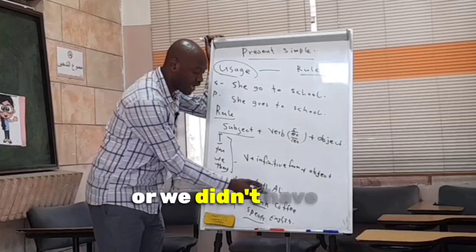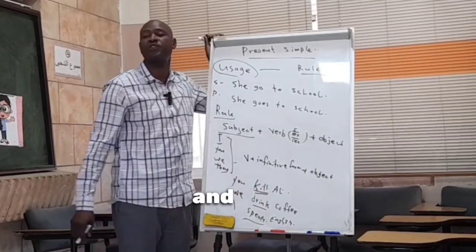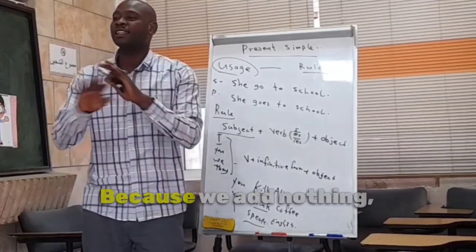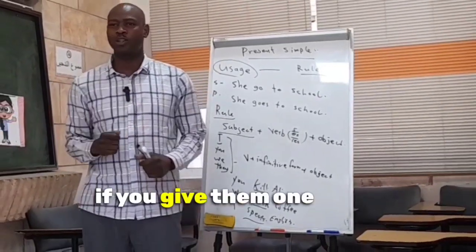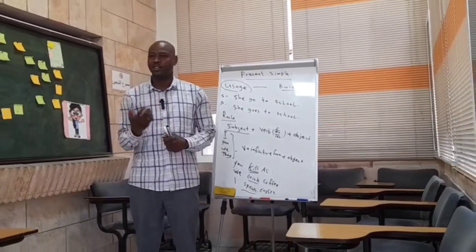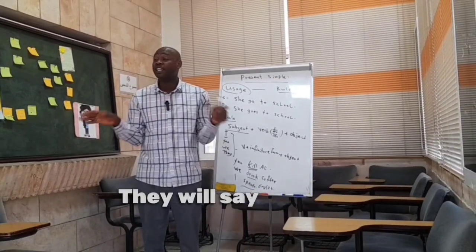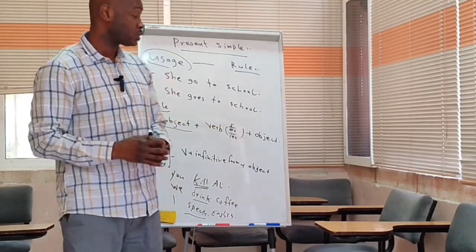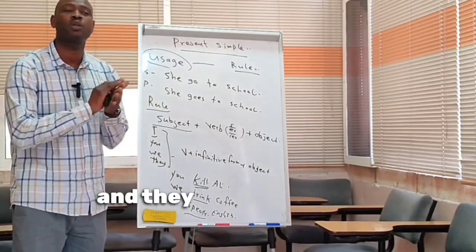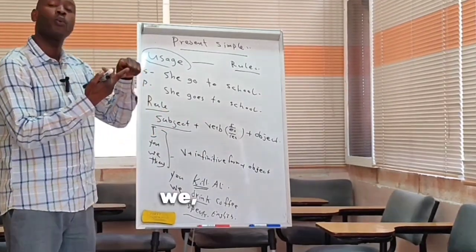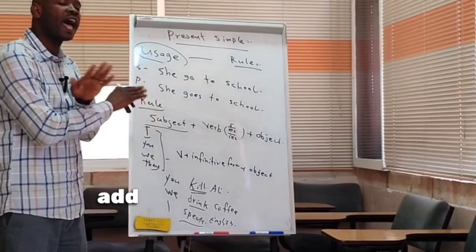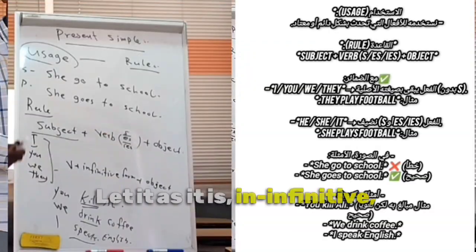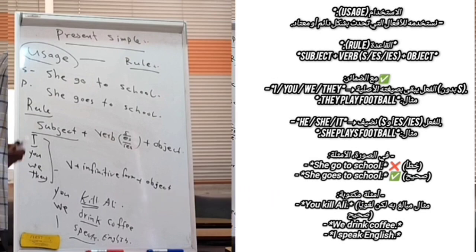Here we add nothing, we didn't add s, es, or ies to each verb. And this is number one. Why do we call them the poor? Because we add nothing. As with poor people, if you give them 1 pound or $1, he will say thank you. If you give him $10, he will say nothing. So here, they receive the verb as it is, and they will say nothing. I, you, we, they: don't add anything to the verb. Let it be as it is, in infinitive. Okay? This is number one.